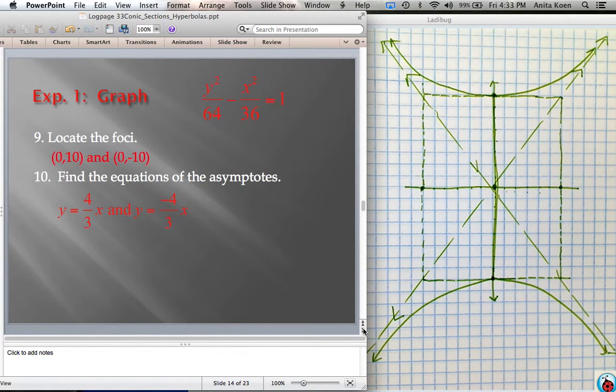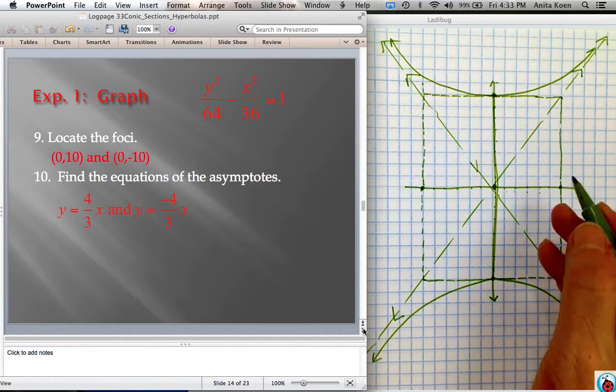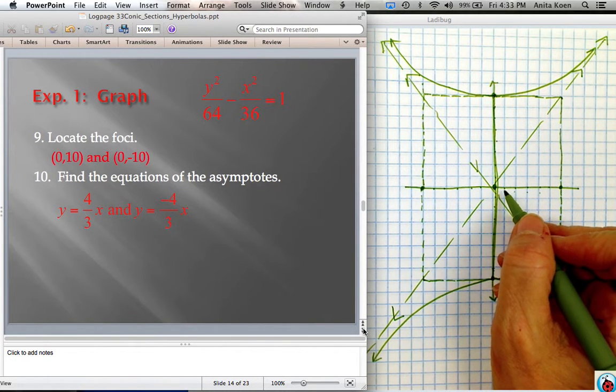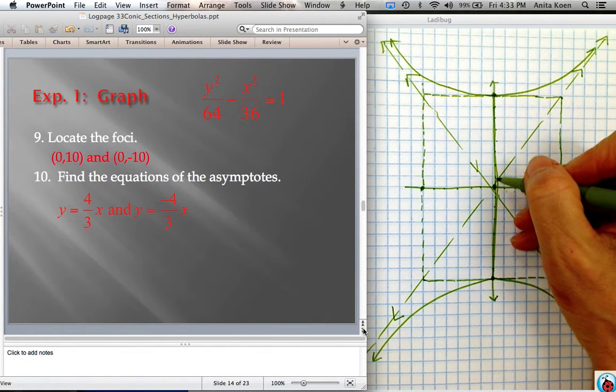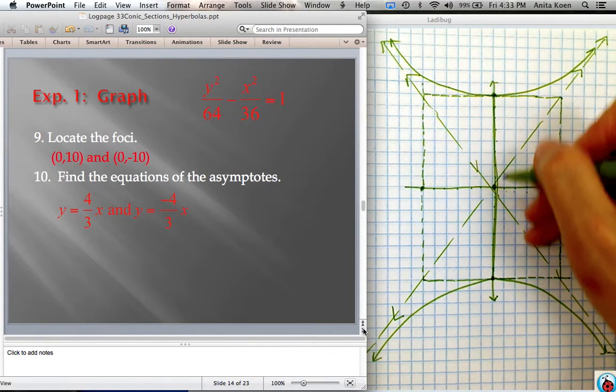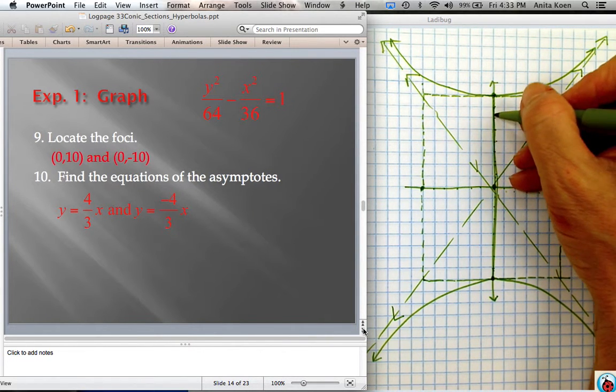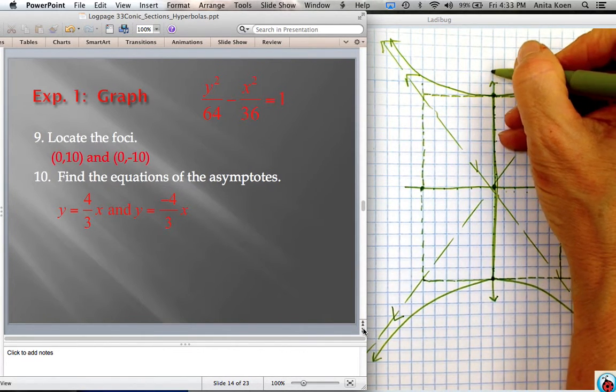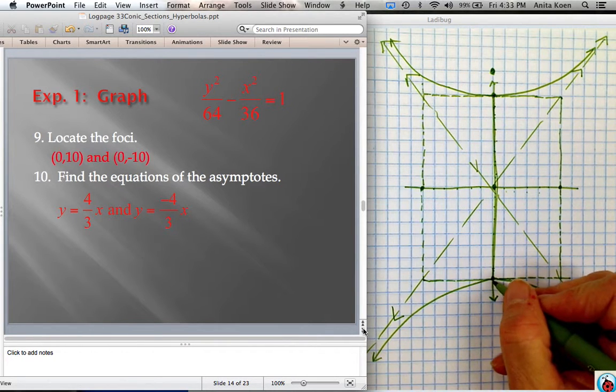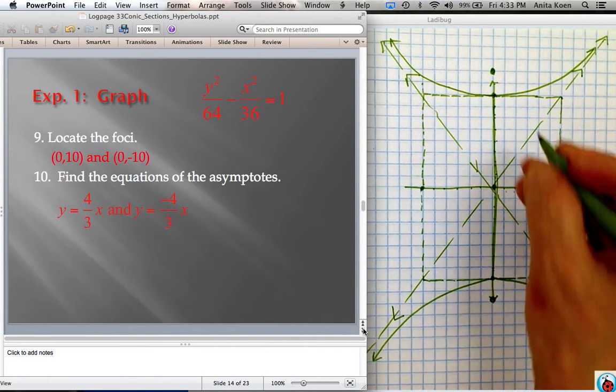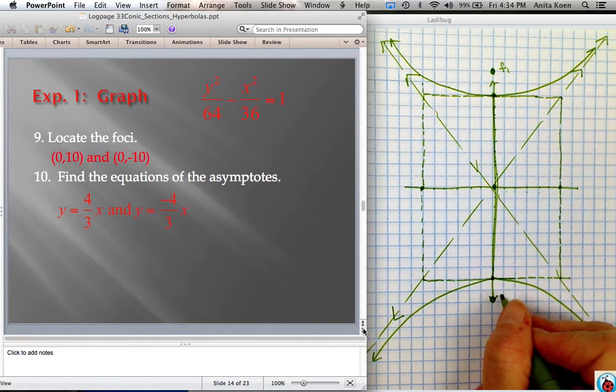Okay, locate your foci at 10 and negative 10. So that's going to be (0, 10) and (0, negative 10). The foci always are inside the branches. Okay, so this will be focus 1 and this will be focus 2.